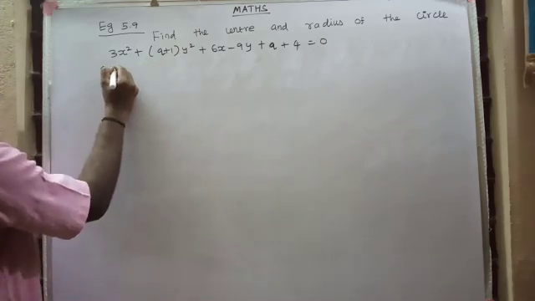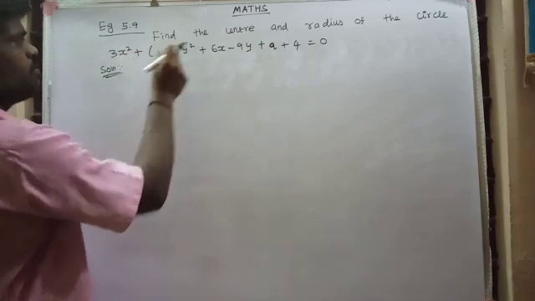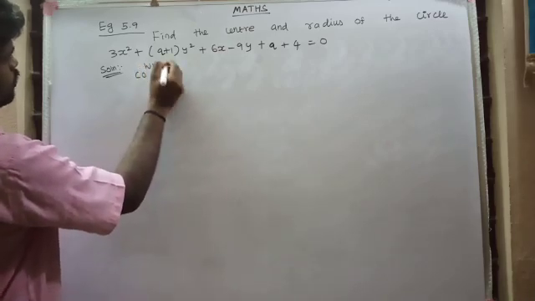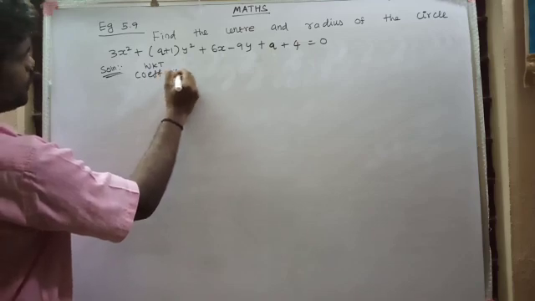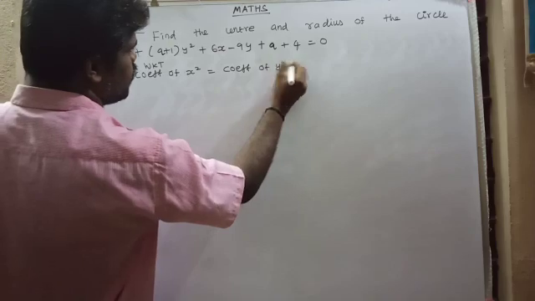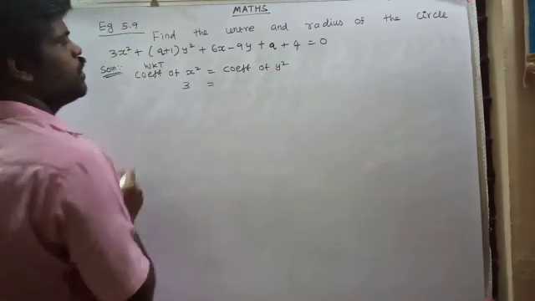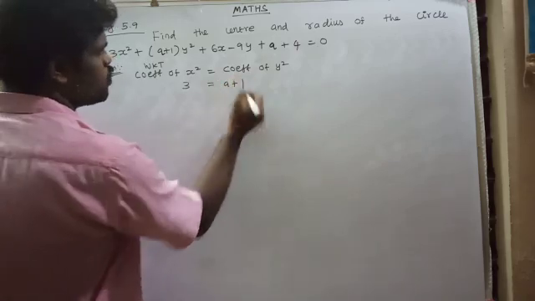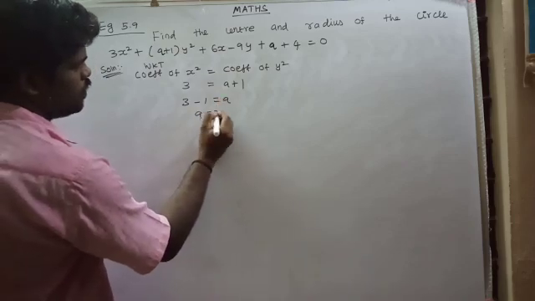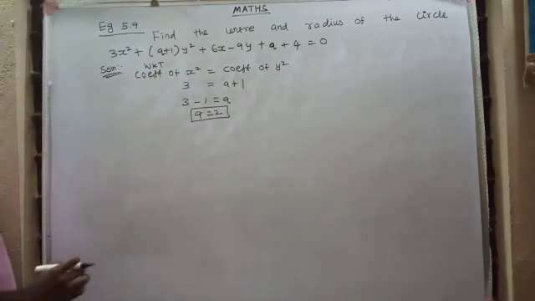Already we know that in a circle equation, the coefficient of x² and the coefficient of y² are the same. We know that the coefficient of x² is equal to the coefficient of y², because the coefficient of x² is 3. Here the coefficient of y² is a + 1. Therefore 3 − 1 = a, therefore a = 2. We have to apply the a value in this equation.